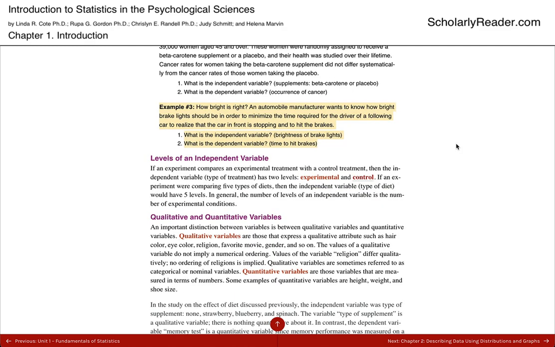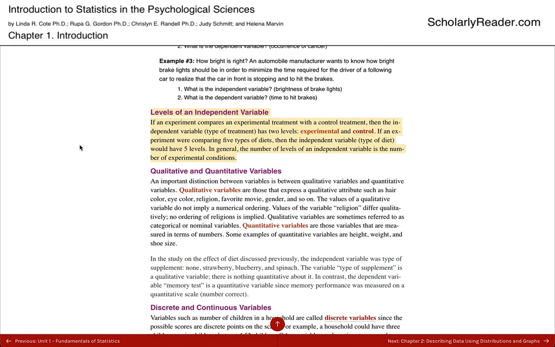Example number 3. How bright is right? An automobile manufacturer wants to know how bright brake lights should be in order to minimize the time required for the driver of a following car to realize that the car in front is stopping and to hit the brakes. What is the independent variable? Brightness of brake lights. What is the dependent variable? Time to hit brakes.